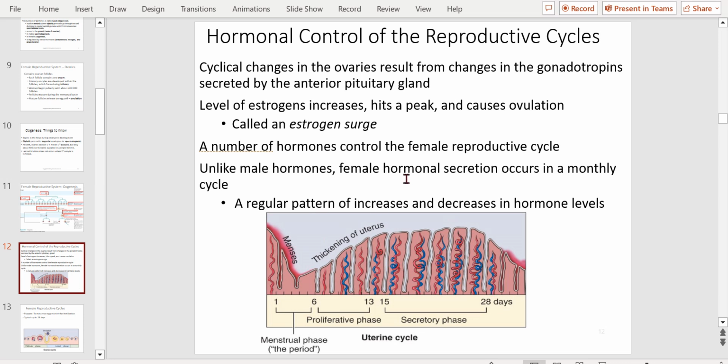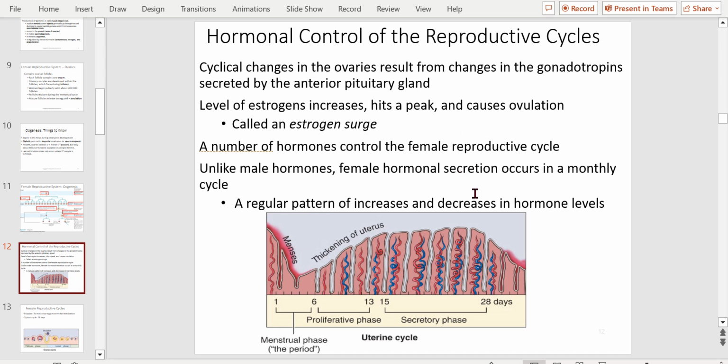Now we get into the good stuff here. Okay, if that wasn't good enough, now we get into some hormonal control and regulation. Cyclical changes in the ovaries result from changes in the gonadotropin secreted by the anterior pituitary gland. Okay, levels of estrogen increase, hit a peak, and cause ovulation. This is called an estrogen surge.